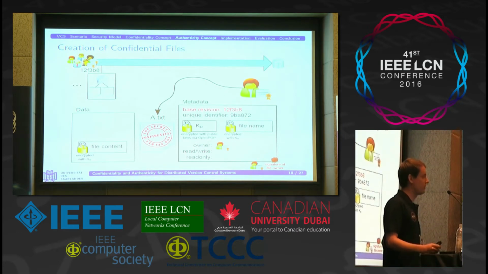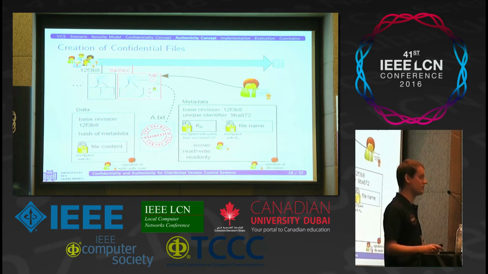This is just to prevent replay attacks, and then adds a signature for the metadata object, and then base revision was added to the data object for the same reason. We include a hash value of the metadata object to tie the data to the metadata, and then a signature is added as well, and all of this is committed to the repository.